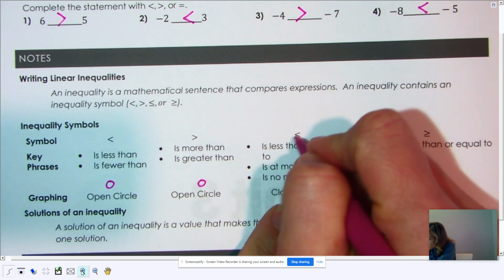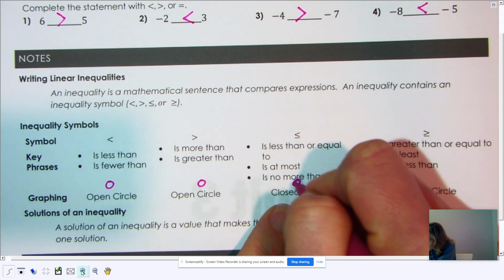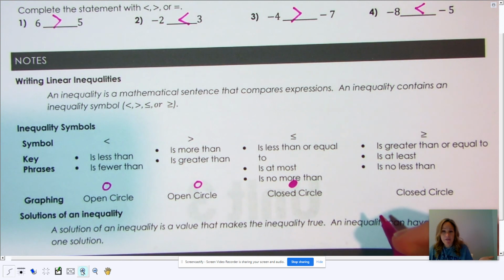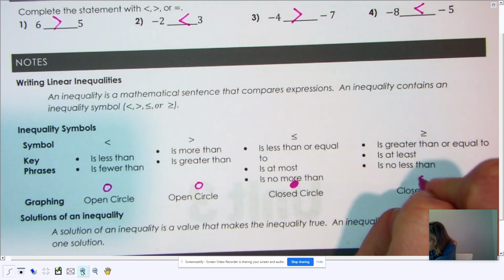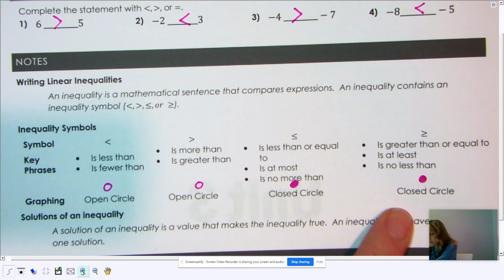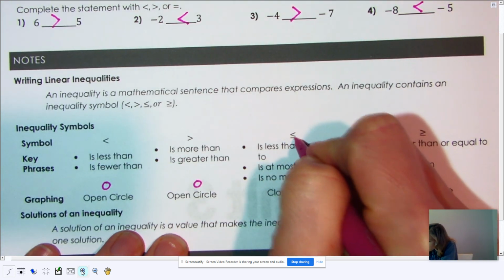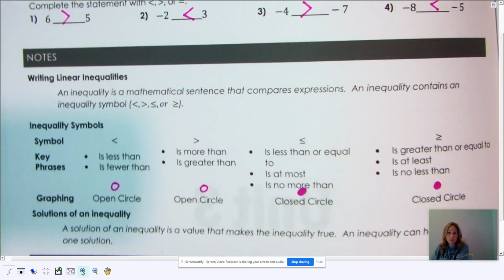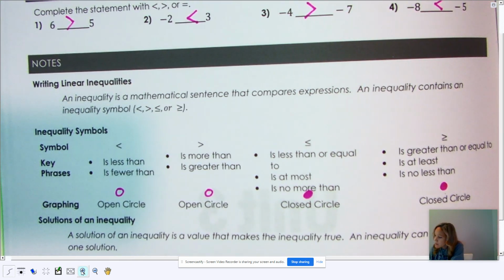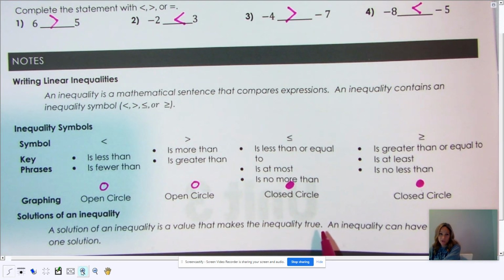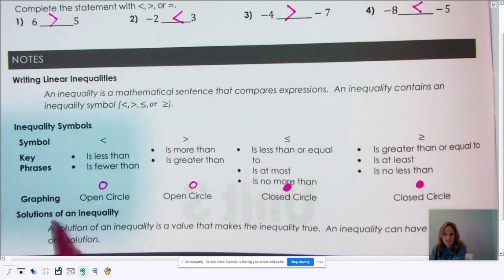Closed circle means we also include that value, right? So if you're 12 or younger, if you're still 12, you can still order off of the kids menu, right? And in some restaurants, sometimes it's 10 or other things like that. So anytime it has the equal to underneath, you use a closed circle when you're graphing. Okay, so the solution of an inequality is a value that makes the inequality true. So if you're ever trying to check a solution, plug it in, see if it's true.